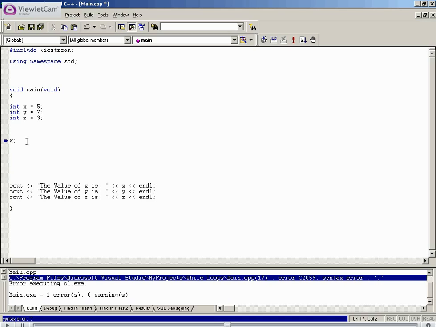You could have x minus minus. Think what that does. It takes a value away, so it should be 4. And there it is, 4. Okay, unfortunately you can't have that. As you can see, look, one error at the bottom, syntax error.